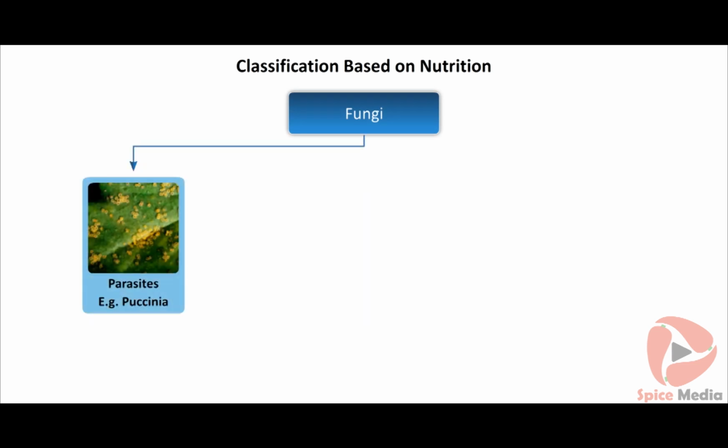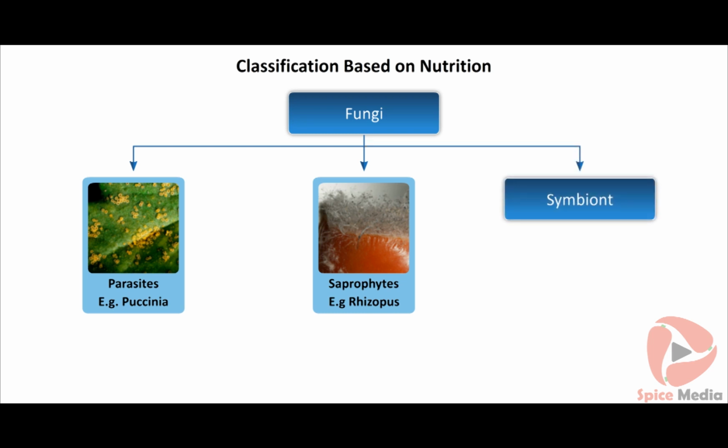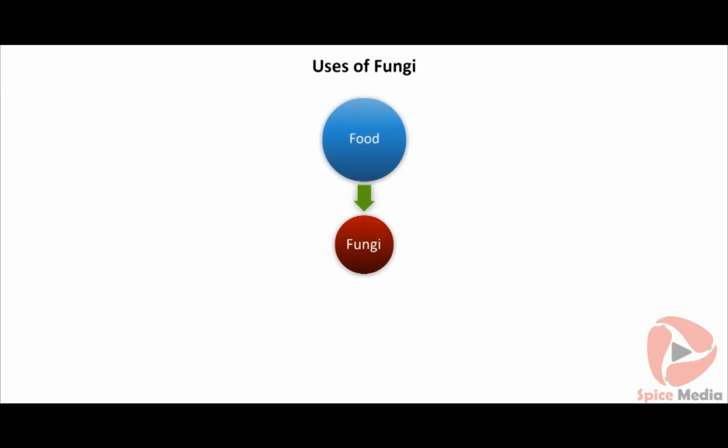Based on nutrition, fungi are classified into 3 types. Parasites are the fungi which live on other living organisms, example Puccinia. Saprophytes are the fungi which live on dead and decaying matter, example Agaricus, Rhizopus. Symbionts are the fungi which are associated with other plants, and there are 2 types, namely lichen and mycorrhiza. Lichen is a composite organism where fungi are associated with algae. In mycorrhiza, fungi are associated with the roots of higher plants.